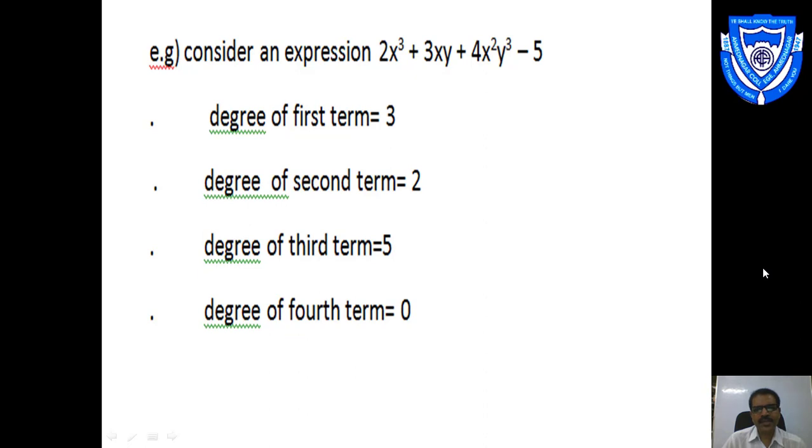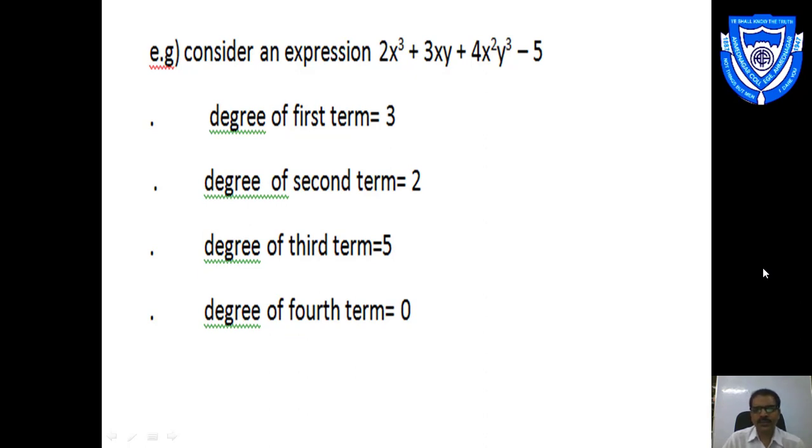Second term 3xy. This second term includes two variables x and y. The power of variable x is 1, the power of variable y is 1. Addition of those powers 1 plus 1, 2, and that's why the degree of second term is 2. Third term 4x square y cube. Variable x has power 2, variable y has power 3. Addition of those powers 2 plus 3, 5. So the degree of third term is 5.